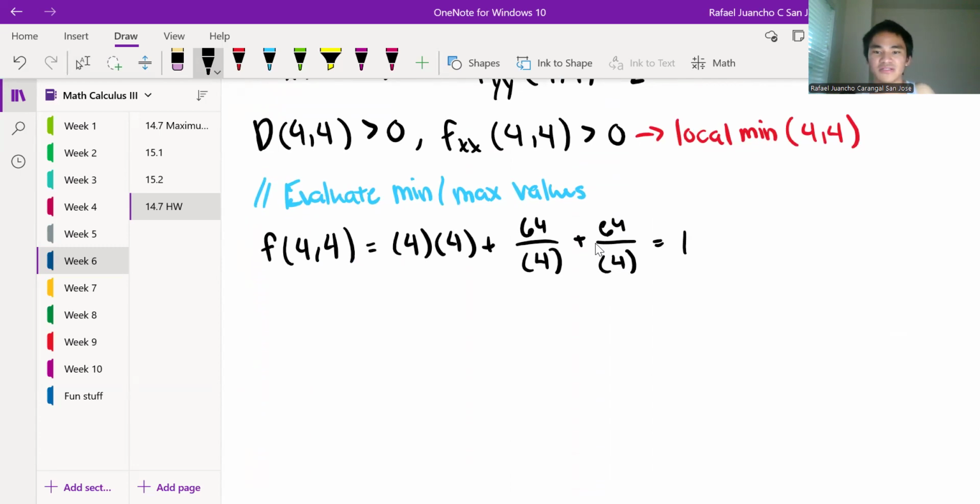Oh, look at that. I got 16 plus, what's 64 divided by 4? 16 times 2, that's 32. I get 48 as a local min, right? My local minimum is 48. My local maximum does not exist. And my saddle points also don't exist, right? And there we have it. Okay, let me submit, see what happens. And still loading.